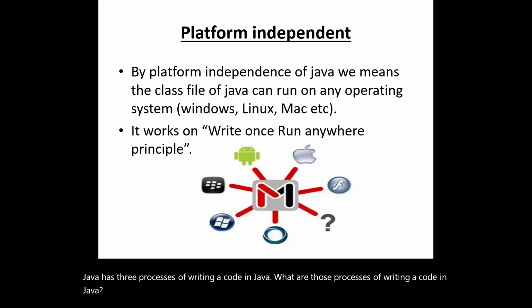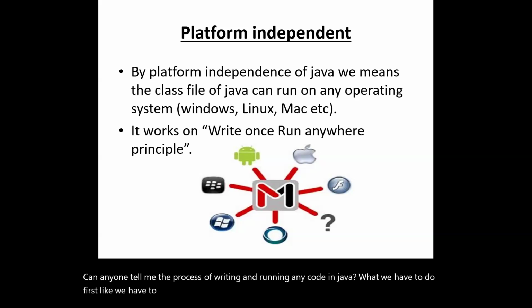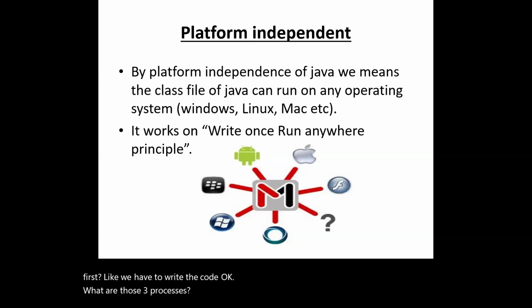Can anyone tell me the process of writing and running any code in Java? What do we have to do first? We have to write the code, okay? What are those three processes? I will say you have to create maybe the object and the class or something, a method. Yes, we'll come to that. Just the three processes of writing and running any code in Java.